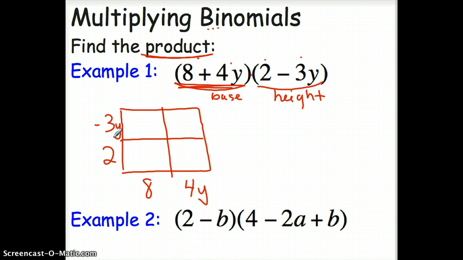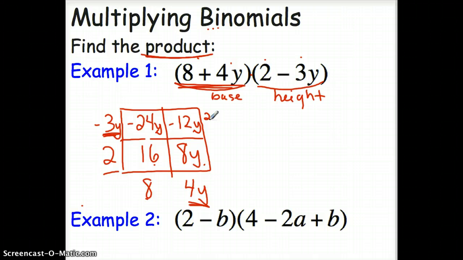And then to find the area of the total, we're going to multiply to find the area of each corner that you see here. So for the bottom left, we're going to do 2 times 8, and we get 16. So I'm just going to record the result inside the box. And then we'll do the top left, negative 3y times 8, and I get negative 24y. So we're multiplying to find the area of each corner. The bottom right corner will be 4y times 2, or 8y. And the top right will be 4y times negative 3y. It gives me negative 12y squared.